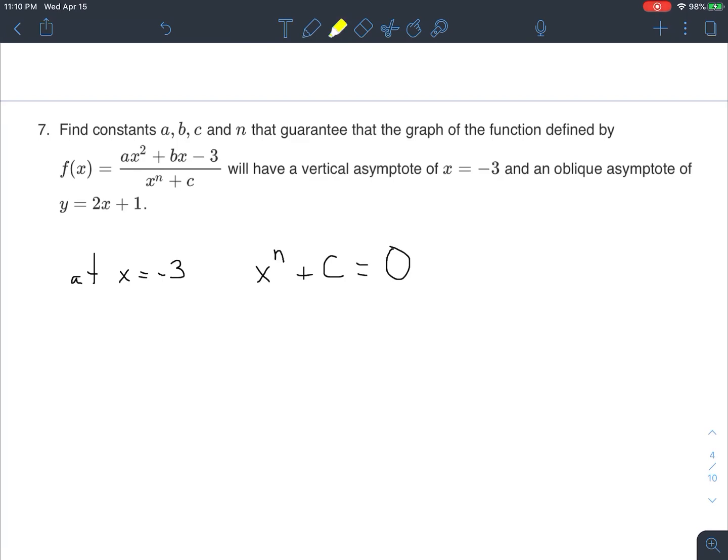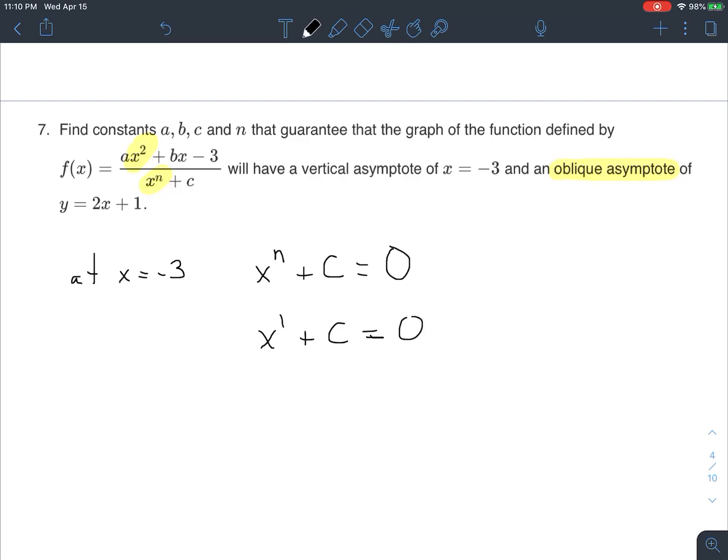We also want this to have an oblique asymptote. How do we know it's an oblique asymptote? Well, we know that the degree on the top must be exactly 1 bigger than the degree on the bottom. So that means n is 1. Since the top is squared, the bottom must be degree 1 to have an oblique asymptote.